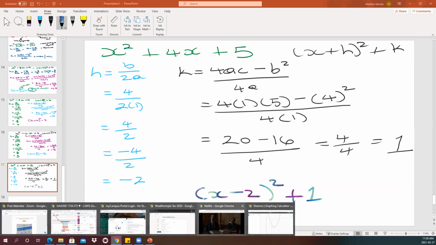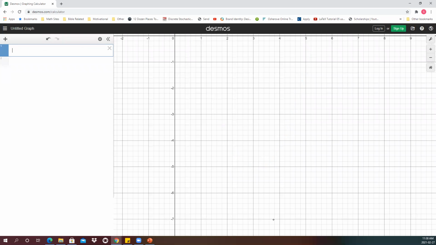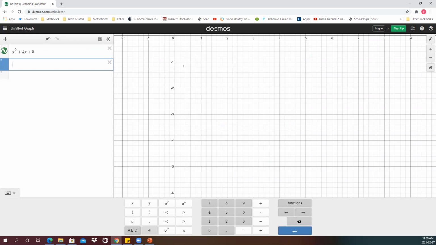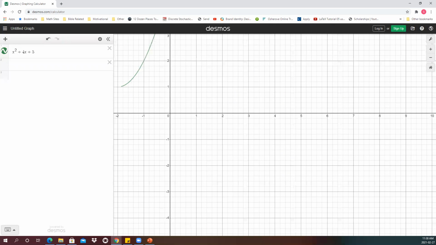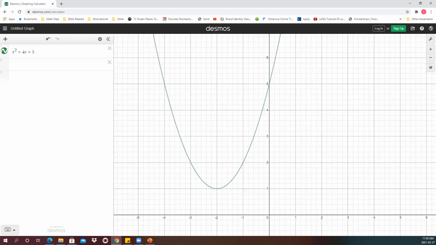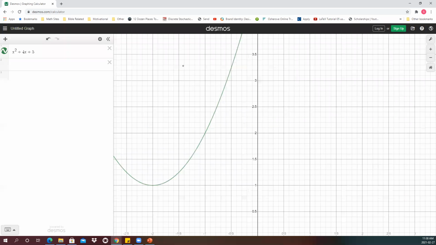x squared plus 4x plus 5. All right, so let's go. x squared plus 4x plus 5. All right, so we have a minimum. All of the graph is in the positive section. No, it's not maximum.